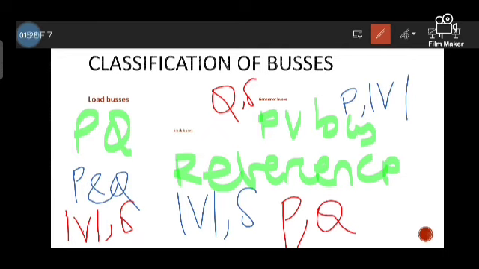In the ongoing lecture, we are going to discuss all the buses and their characteristics and their admittance diagram with its current.